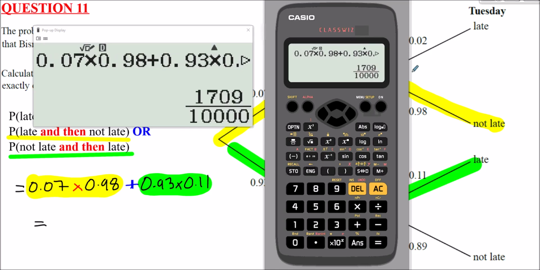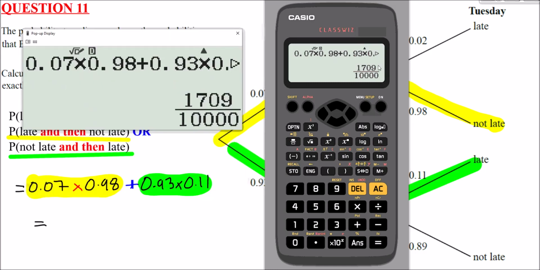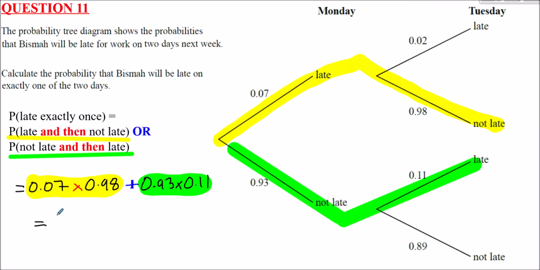So what we could do is give this in terms of a decimal or a fraction. I'm going to go for a decimal and say it's 0.1709. And that's all we need to do.